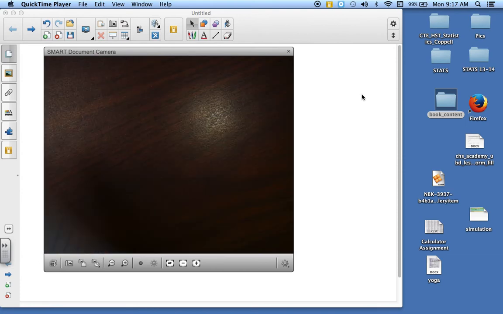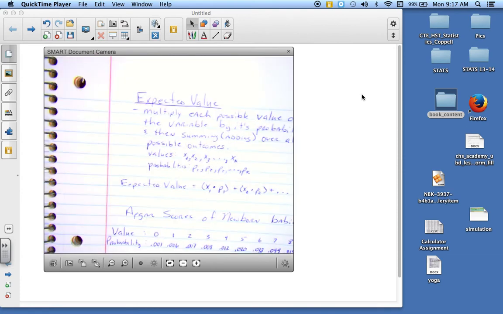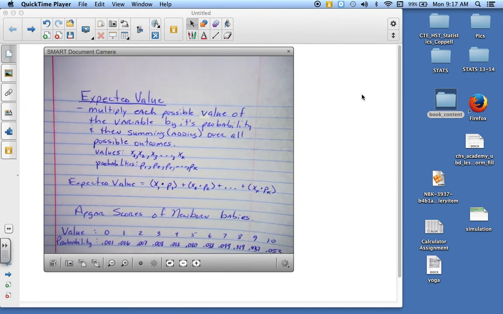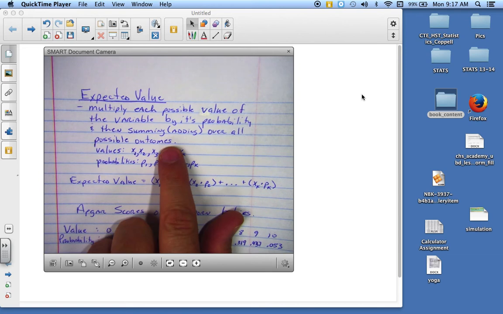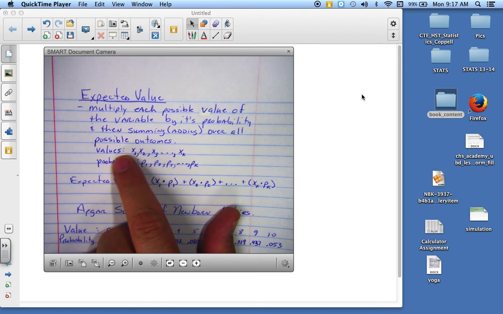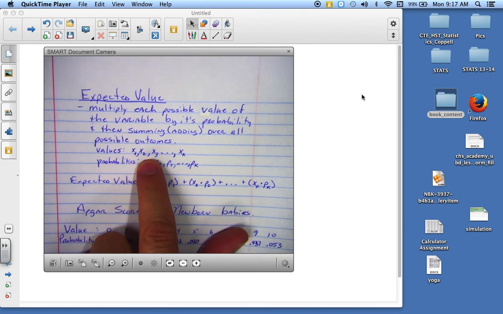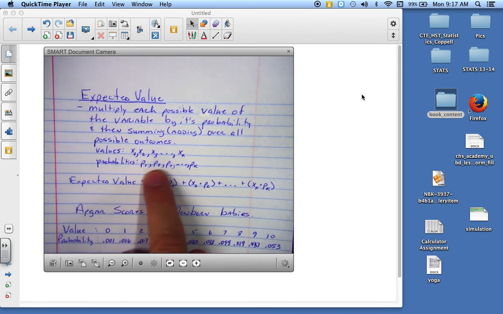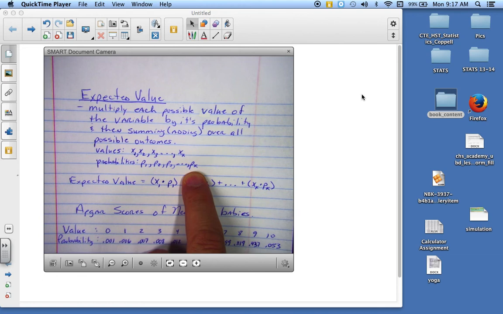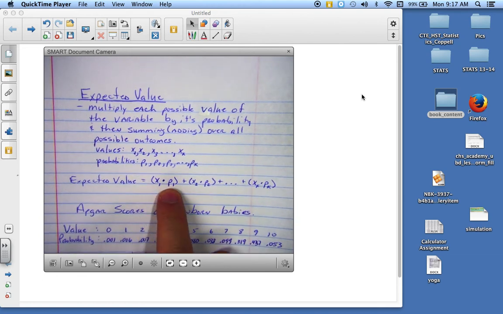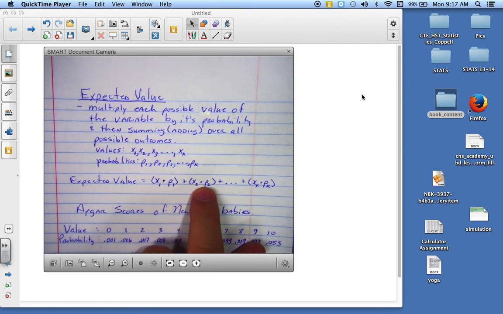All right, the next thing we're going to talk about is expected value. Expected value is to multiply each possible value of the variable by its probability, and then sum, adding over all possible outcomes. In other words, your values are x1, x2, x3, all the way to x sub k, and then you have probabilities of p1, p2, p3, all the way to pk. The way you find expected value is you take your x1, multiply it by its probability. You then add it to your value of x2 times its probability, and so on and so forth.